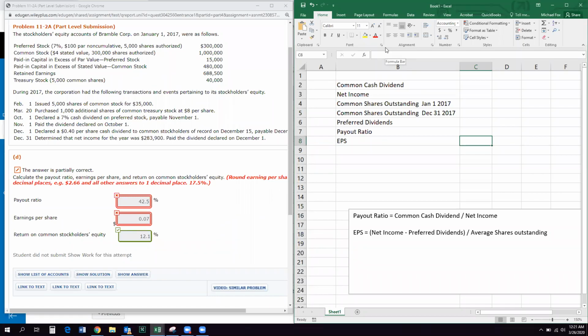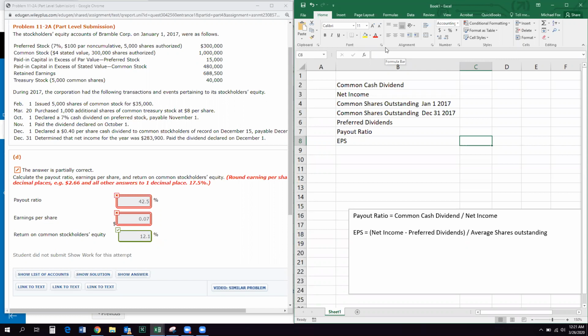Okay, let's take a look at Part D of 11-2A. I kind of have it set up here to make it a little easier for us. Anyway, so we need to find our payout ratio and our earnings per share. Those are the ones that we still don't know the answer to.